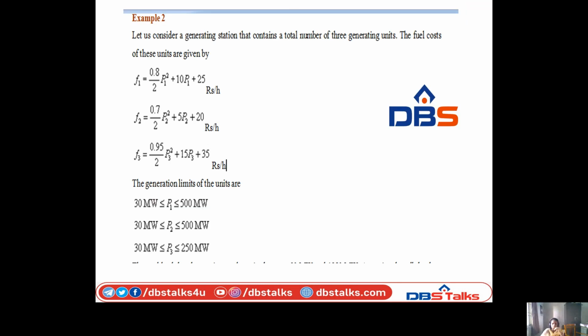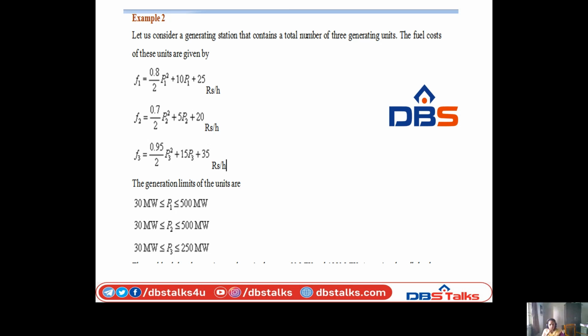So next, you can take another example. Here, let us consider a generating station that contains a total of three generating units, and the fuel costs of these units are given as F1 equal to 0.8 by 2 P1 square plus 10 P1 plus 25 rupees per hour, and F2 equal to 0.7 by 2 P2 square plus 5 P2 plus 20 rupees per hour. Then F3 equal to 0.95 by 2 P3 square plus 15 P3 plus 35 rupees per hour.